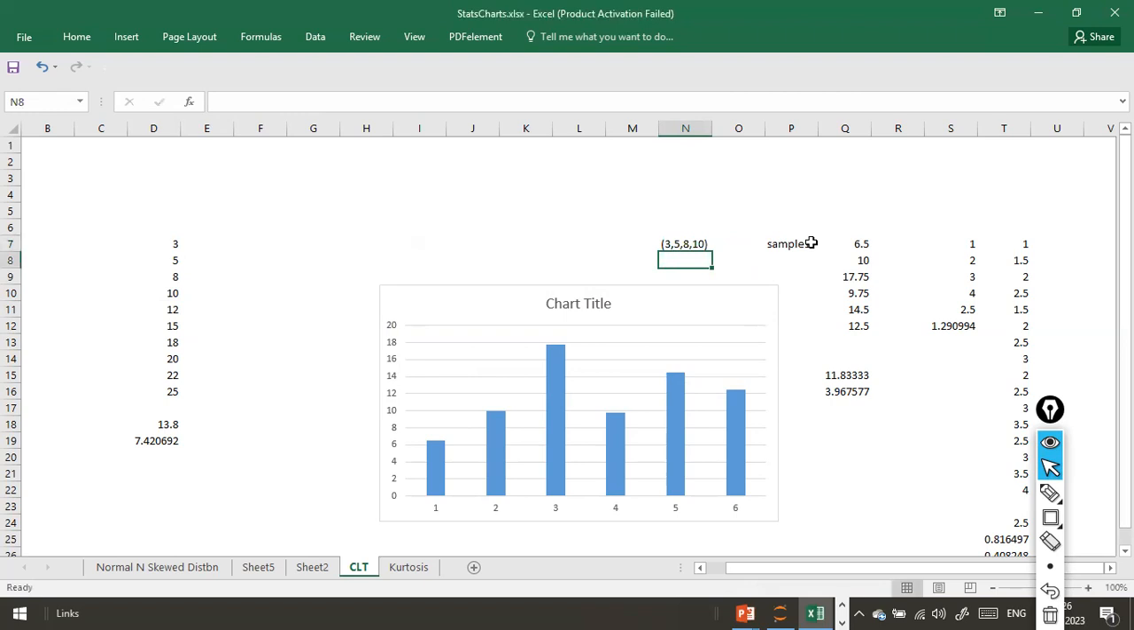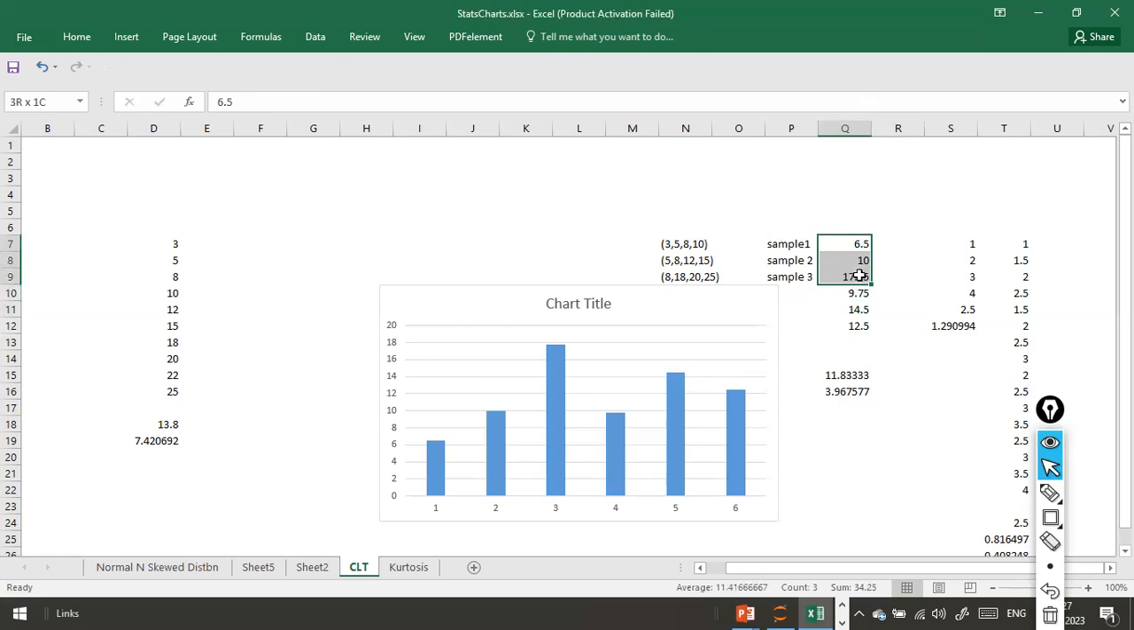The next one is 5, 8, 12, 15. And then 8, 18, 20, 25. This is the average. So in this population, I have randomly sampled the data. This is sample 1, sample 2, sample 3. I randomly sampled the data and computed the mean for each and every sample.